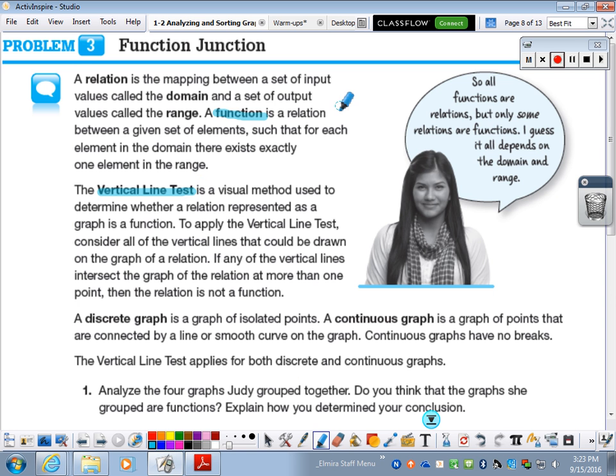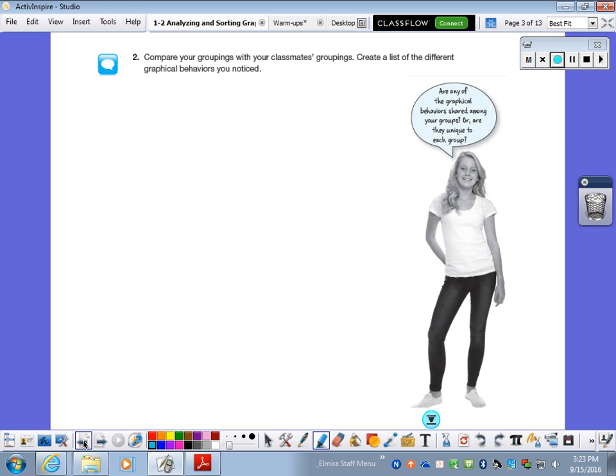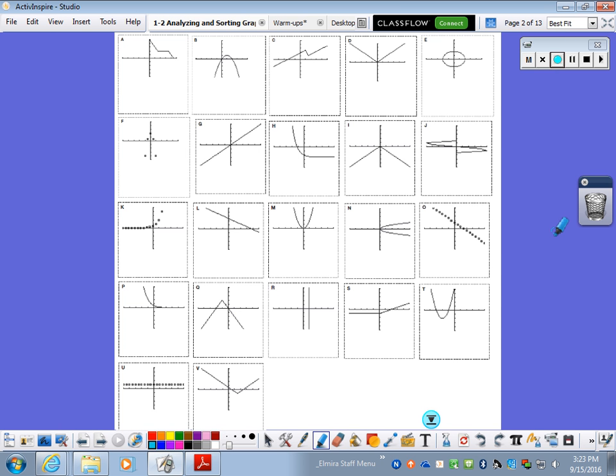If I look at all of these graphs, these are on pages 19 through 25 or 26 of your textbook. Some of these graphs are not a function because they fail the vertical line test. For example, E fails the vertical line test. I can draw a vertical line, and it crosses this circle at 2 spots. This is not a function.